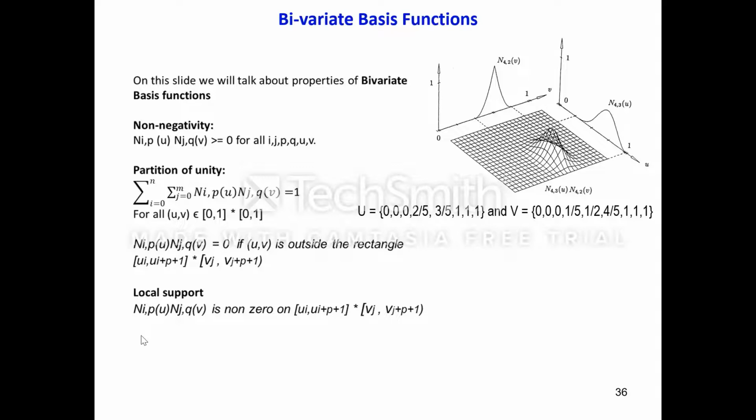The next property that we have is local support, which explains that N_{i,p}(u) and N_{j,q}(v), the two basis functions, are non-zero only for u_i to u_{i+p+1} and v_j to v_{j+q+1}.